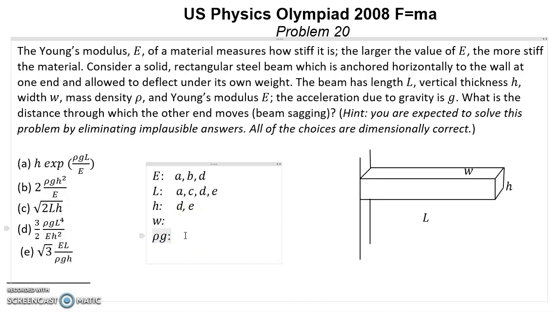And rho g, let's check rho g. If we increase rho and g, deflection will increase, so it means that A is good, B is good, C no good, D good, and E is not good. So analyzing all these answers, we can see that only D is correct. It's included in all of them, so D is the correct answer.